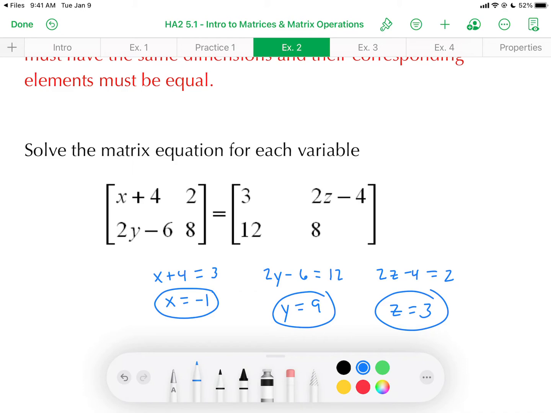All right, and sometimes students want to write those as an ordered triple. I mean, you can, but it's not really necessary here.